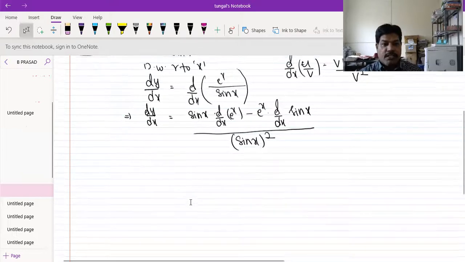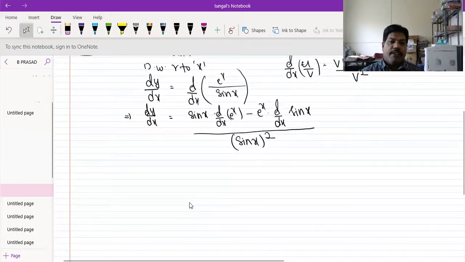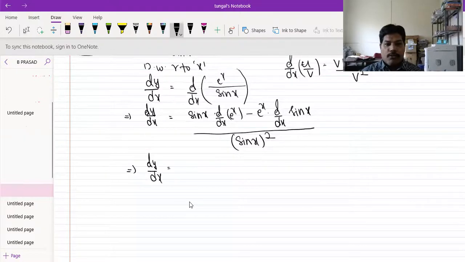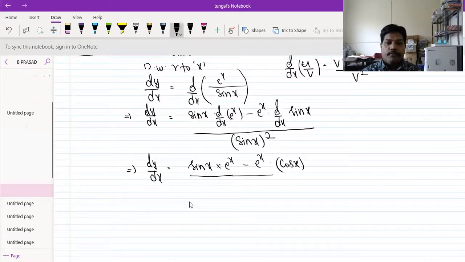So what happens? That is nothing but dy by dx. The value of dy by dx is equal to sin x into derivative of e power x. Derivative of e power x is nothing but e power x only, minus e power x into derivative of sin x, which is nothing but cos x, whole by sin square x.